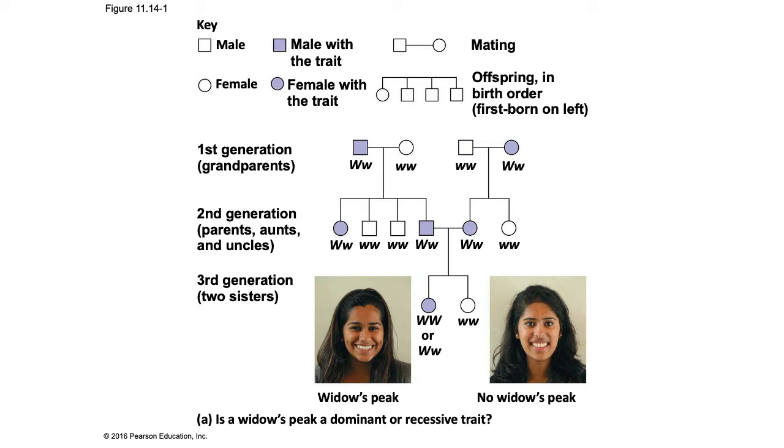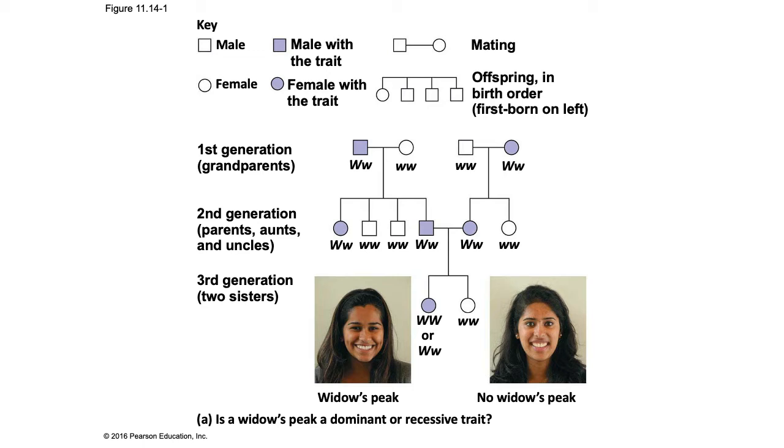You can see that both of the sisters' parents have widow's peaks. Their dad's sister, the purple circle on the left, has a widow's peak, but the dad's two brothers, the white squares in the middle, do not.